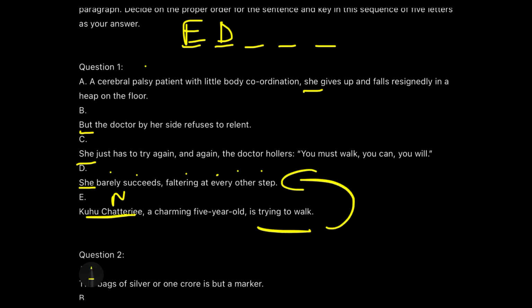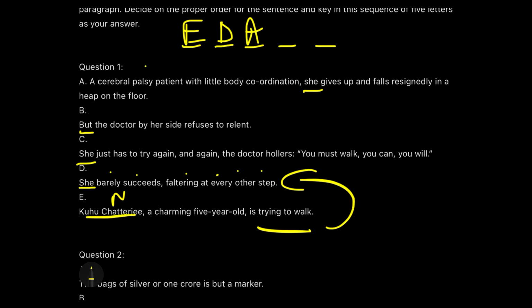Trying to walk and succeeding, faltering at every step, is a connecting link. And thereon I'll try to figure out what more is written. Option A is talking about her ailment or the disease she is suffering from. So that is another connecting point which will help me connect the trio EDA. Why is that so? Because D says that she is not able to walk, and then A says that the reason why she is not able to walk is cerebral palsy.